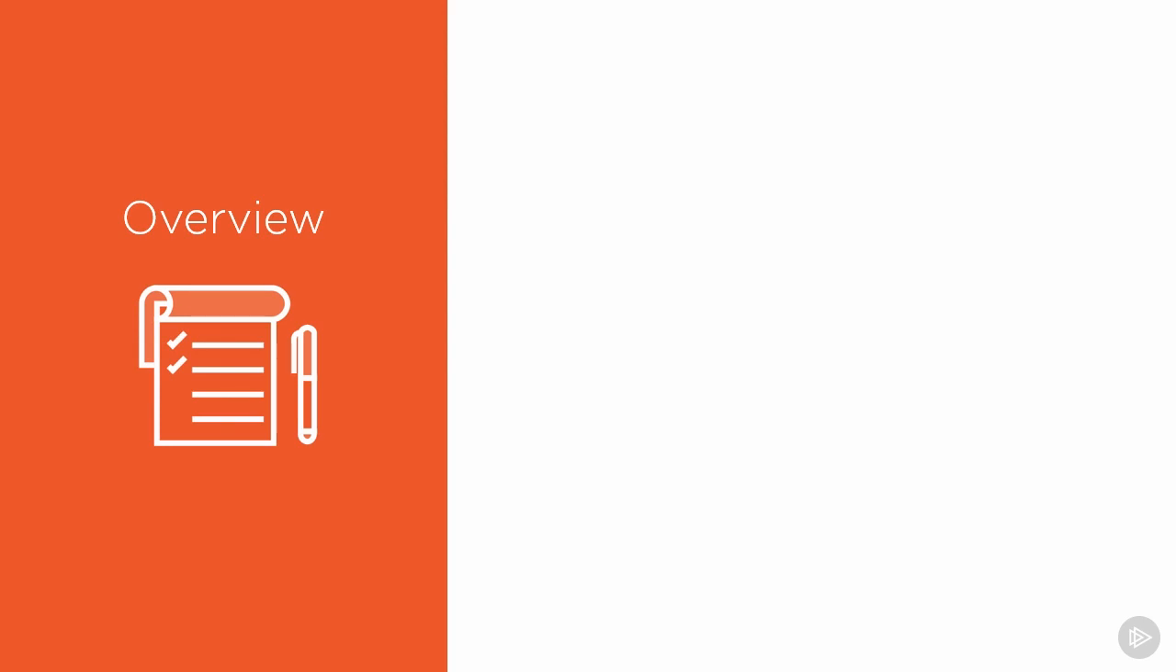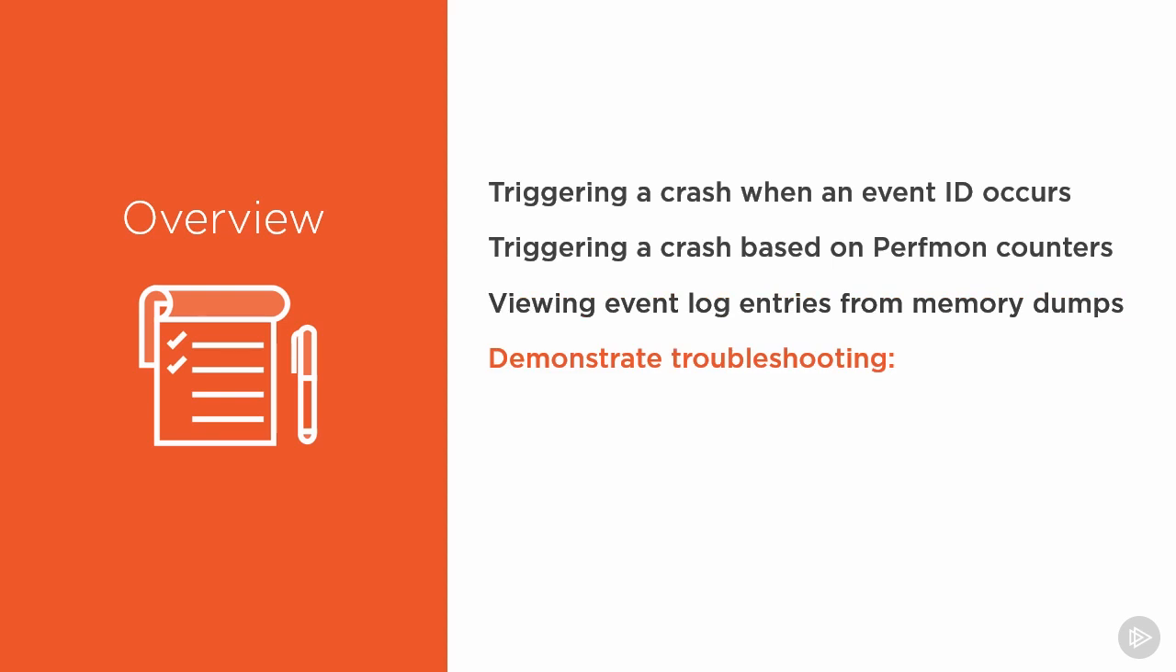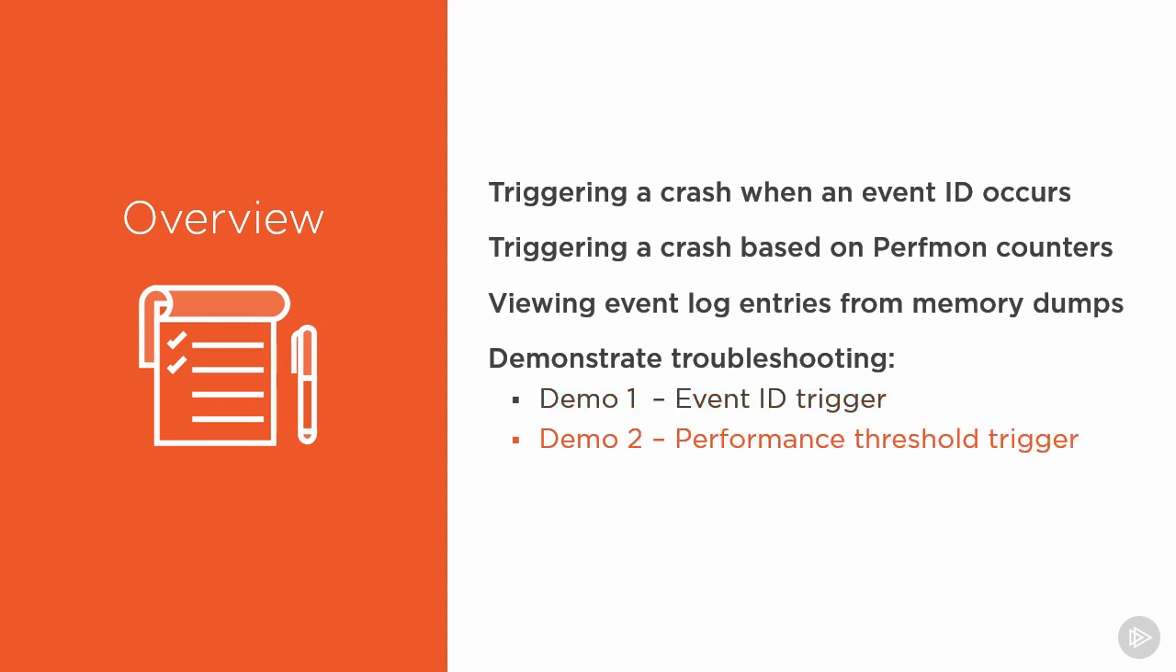I'll start by showing you how to trigger a crash and collect other troubleshooting data when a particular event ID occurs. I'll also show you how to trigger a crash based on perfmon counters. I'll then show you how to view event log entries from a memory dump. I'll then provide you with a couple of demonstrations of implementing the event ID trigger mechanism and also the performance threshold trigger. We'll finish up with a summary of what you've learned.